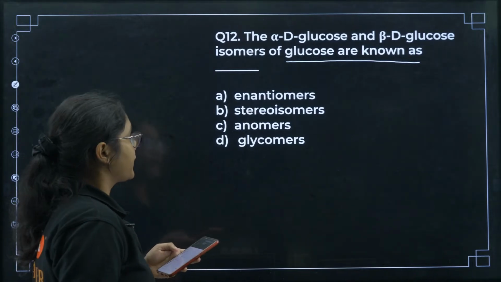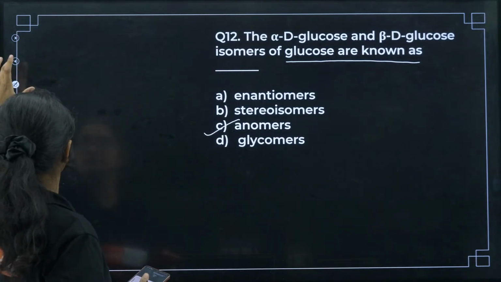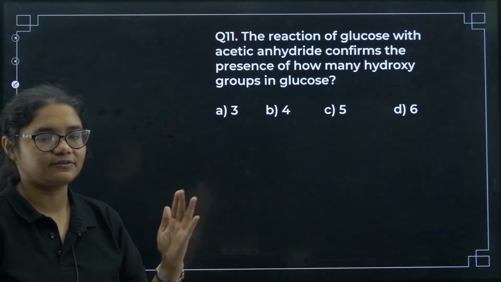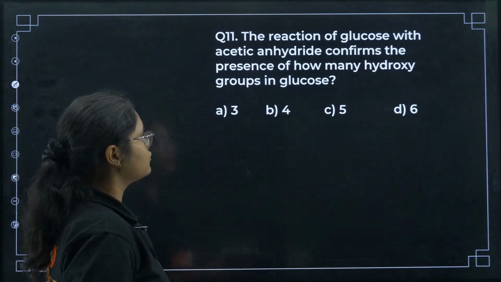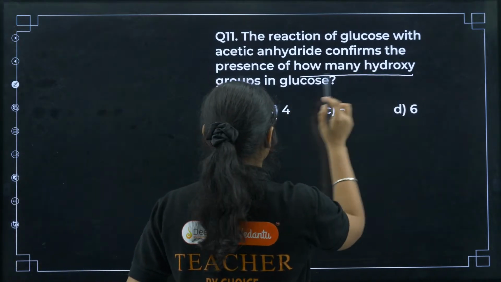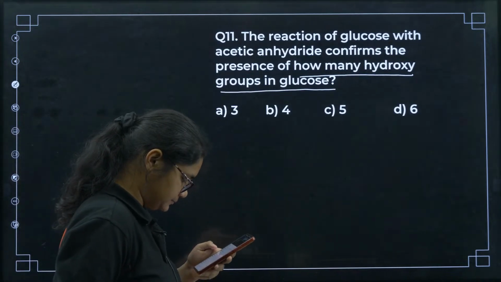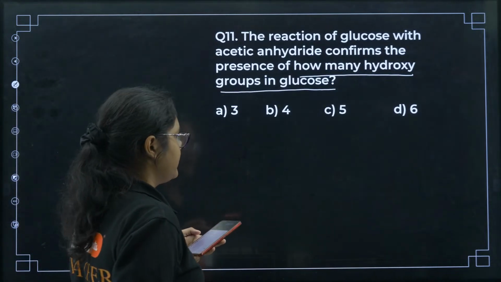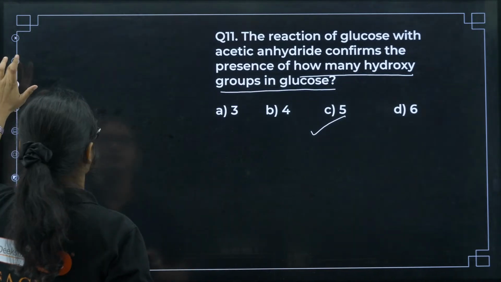Okay. 12th question, there C, anomers is the correct answer here. At any one position, if there is, at the carbon number 1, a difference in configuration, then we call it anomers. Next, question number 11. The reaction of glucose with acetic anhydride confirms the presence of how many hydroxy groups in glucose? How many hydroxy groups are there? Yes, 11th question, 5 is the correct answer. There are 5 hydroxy groups.